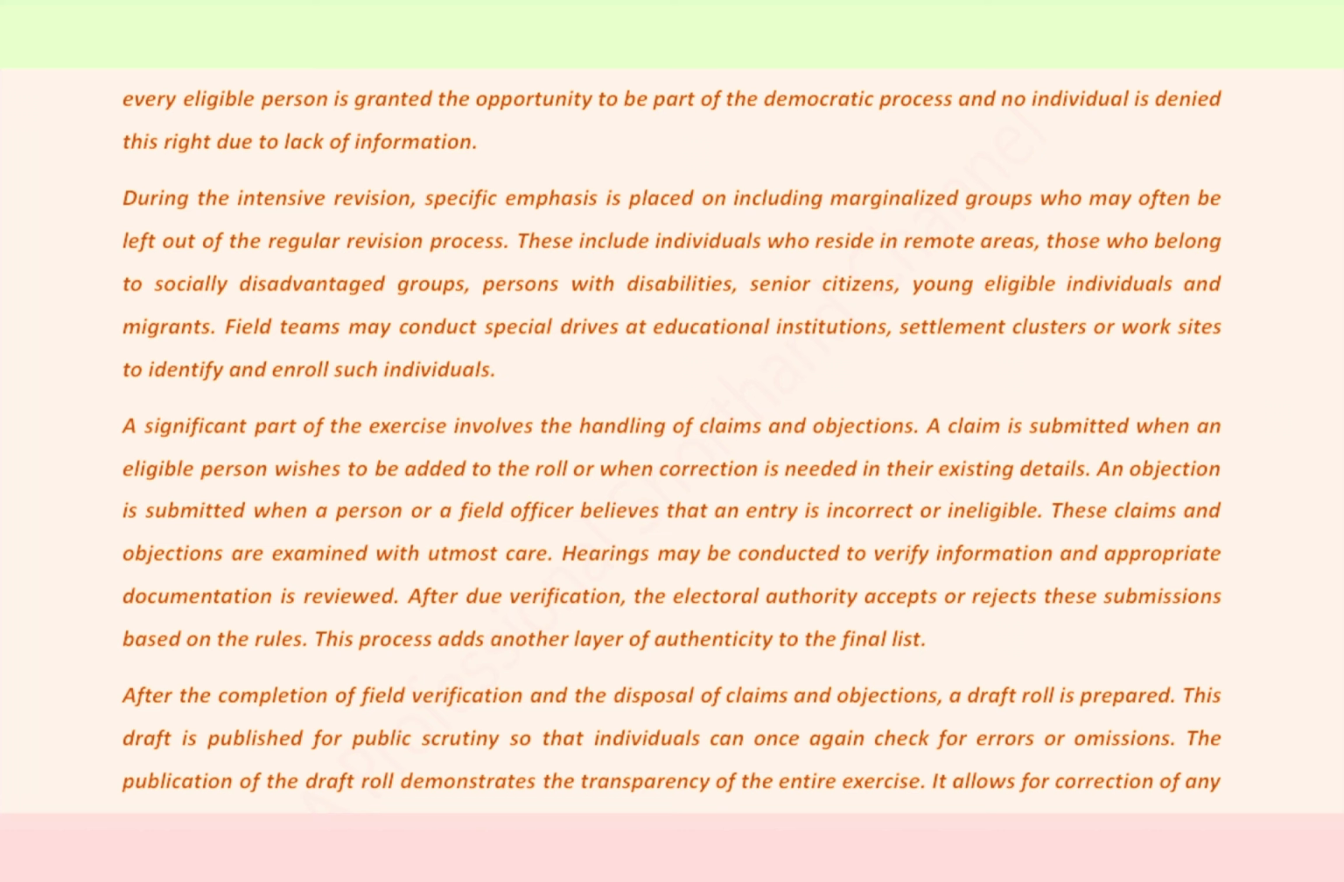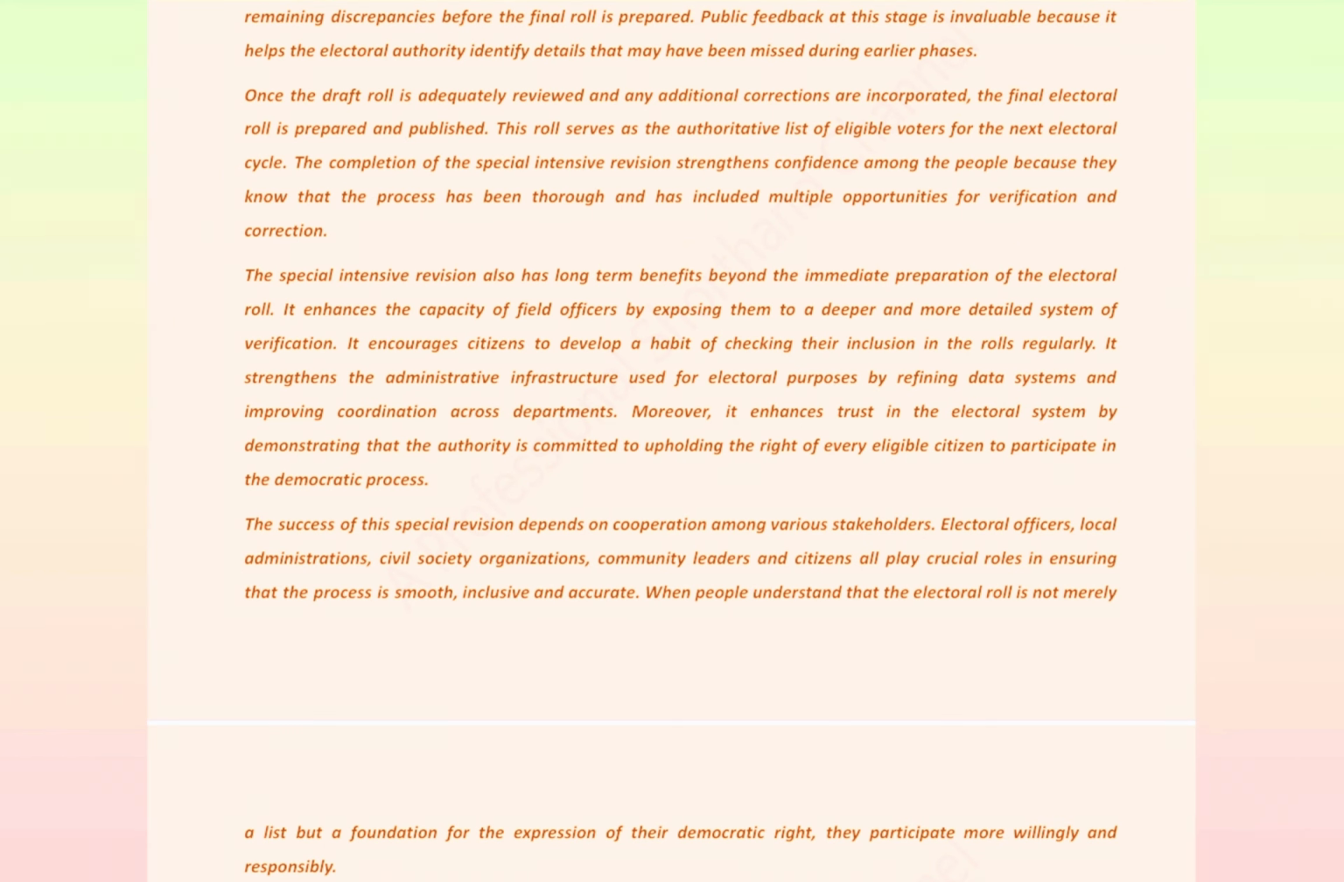This draft is published for public scrutiny so that individuals can once again check for errors or omissions. The publication of the draft roll demonstrates the transparency of the entire exercise. It allows for correction of any remaining discrepancies before the final roll is prepared. Public feedback at this stage is invaluable because it helps the electoral authority identify details that may have been missed during earlier phases.